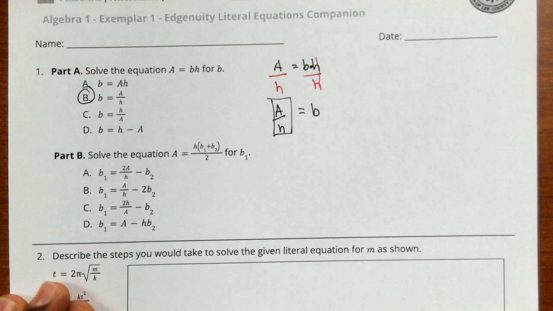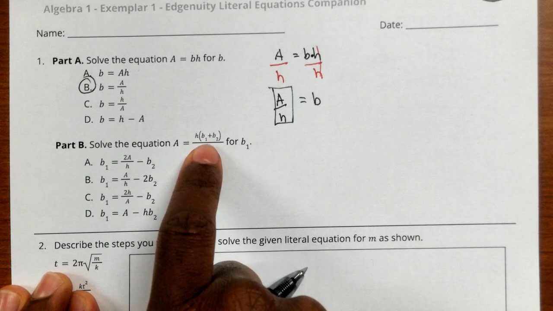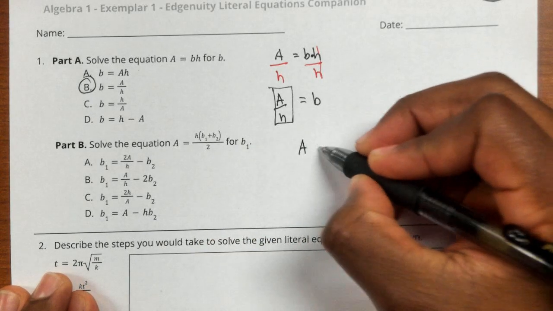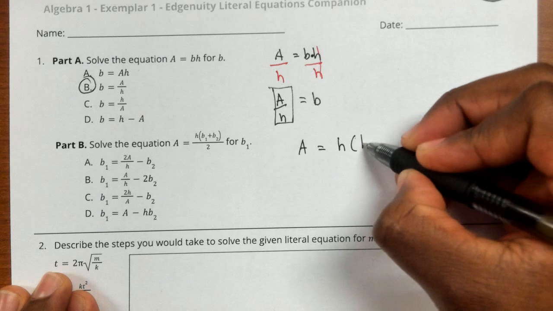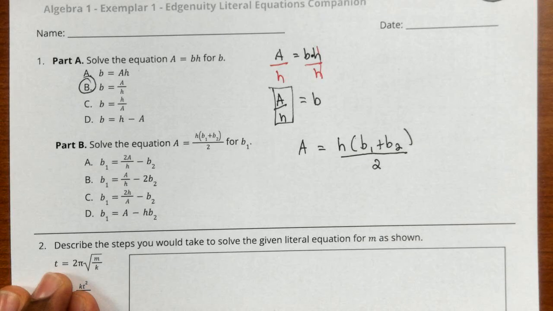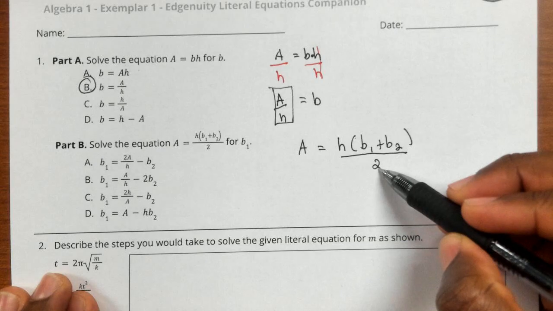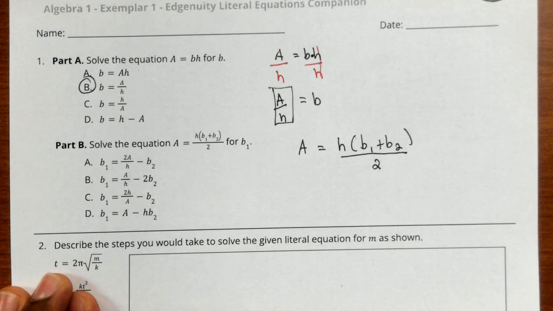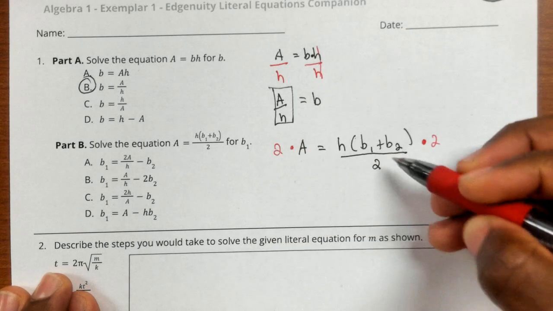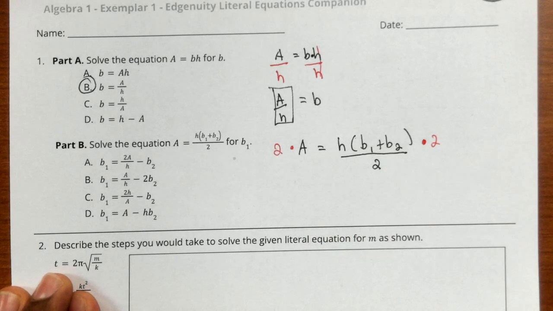So the next one. It says solve the equation A equals H parentheses B1 plus B2 over 2, and we're solving for B1. So the aim is to get B1 all by itself. The first thing we need to do is get rid of anything that looks like a fraction. Here we see the 2 as a denominator. To get rid of fractions, you multiply. So I would multiply by 2, because a fraction is like dividing by that number. The opposite of divide is multiply.